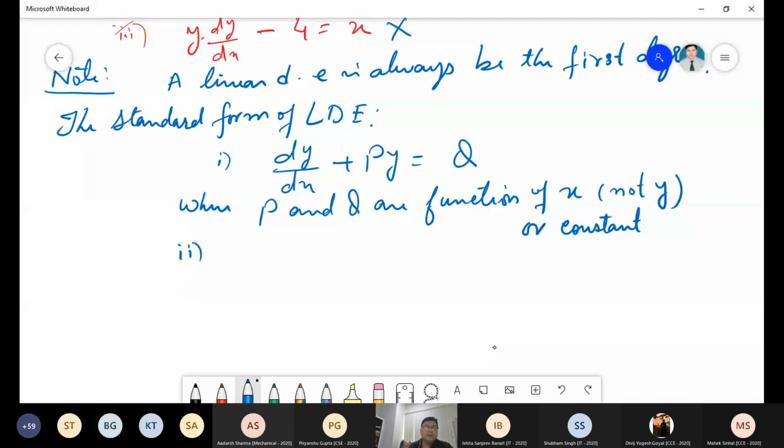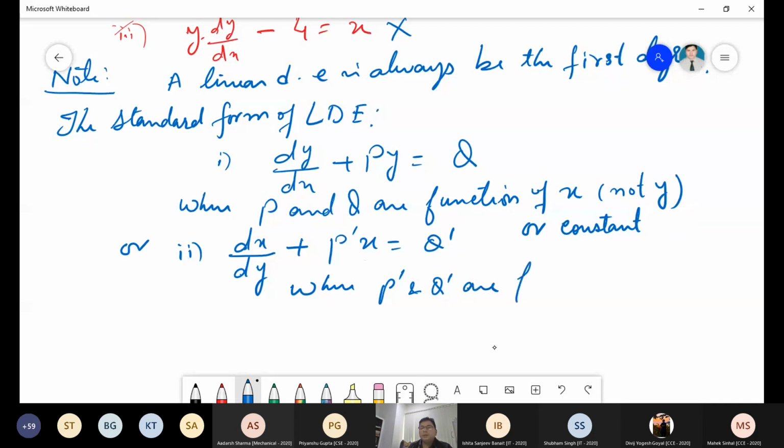And the second is dx by dy. I'm just changing the variable from dependent to independent. Now here y becomes independent: dx by dy plus P dash x equals Q dash, where P dash and Q dash are functions of y, not x, or constants.